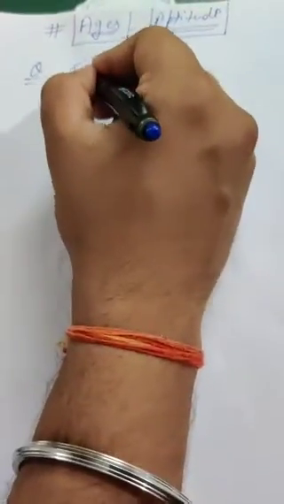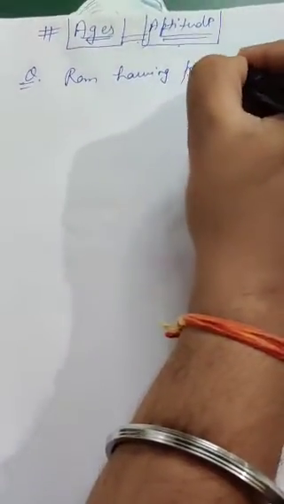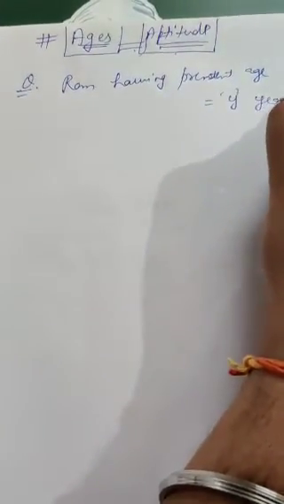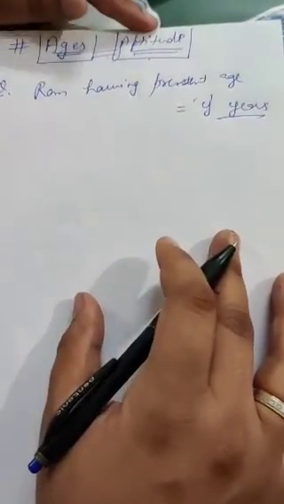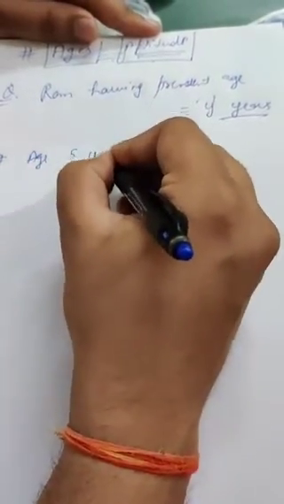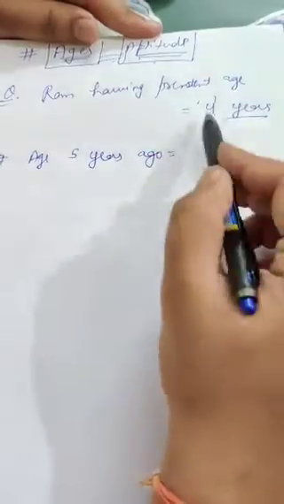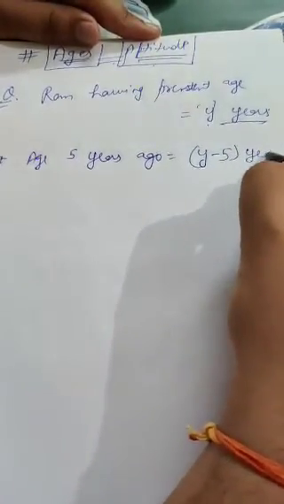Now suppose a person Ram has a present age of y years. If we ask what his age was 5 years ago, then since the present age is y, 5 years ago means we have to go 5 years back, so that is y minus 5 years.